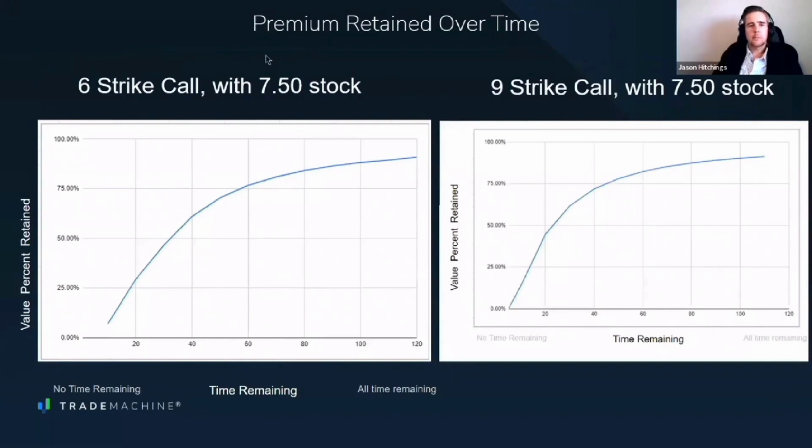But if you just look at the premium in the option, the time value in the option over time for both the 6 strike call and the 9 strike call, you see that the time value is plummeting towards zero for both in a very, very similar shape. And so that's an important thing to understand about these options: while that intrinsic value may not be changing, you're still paying basically the same time value to own options that are an equal distance away from the stock price.